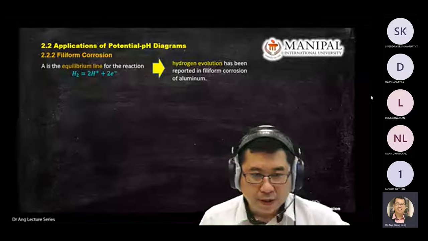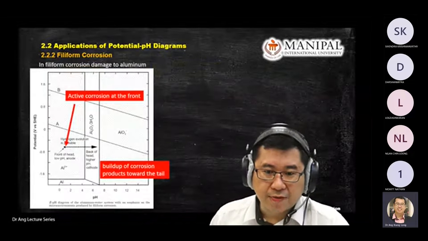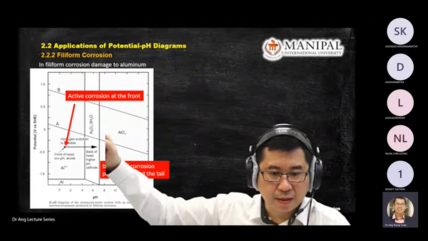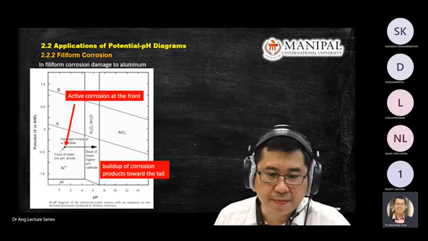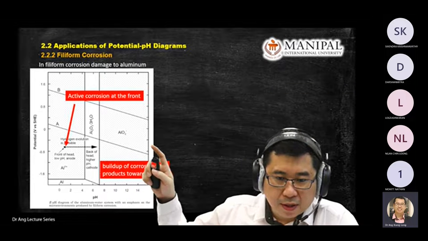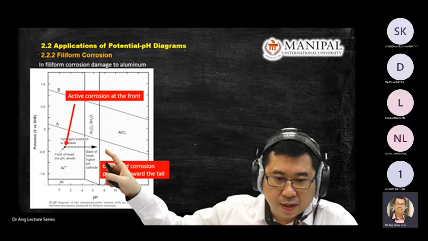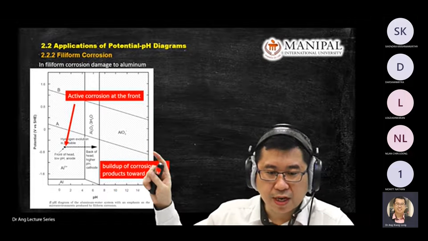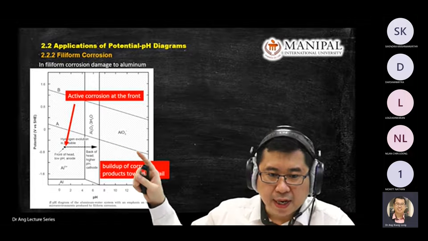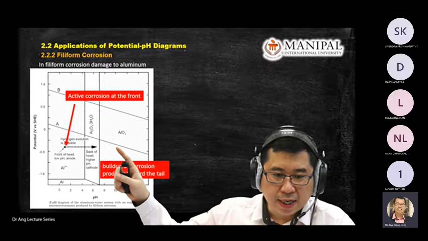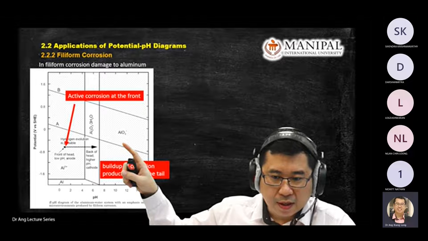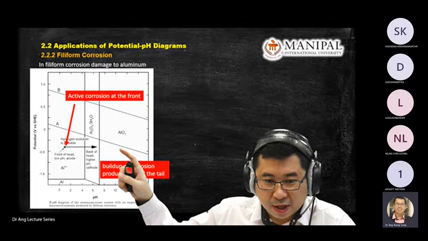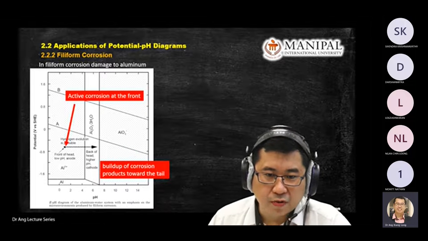Okay, now we pick up from previously, we have discussed the aluminium potential versus pH diagram. Just be careful with the process and ask yourself whether you know how to plot. If you're given the environment, are you able to plot, identify where the area is, and then look at where the head is, where the tail is, and what products are expected over there?